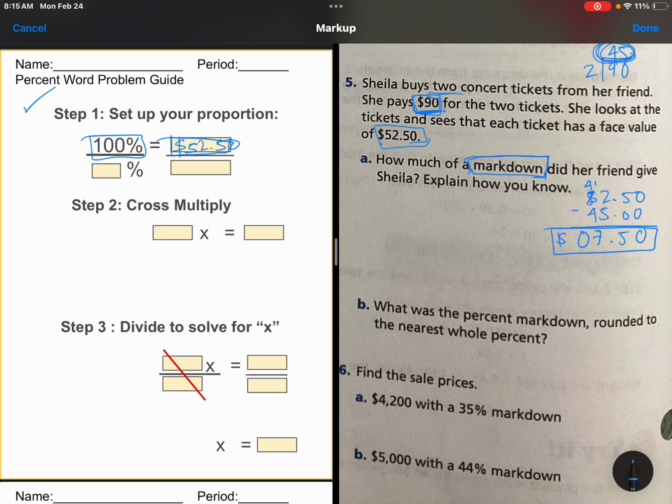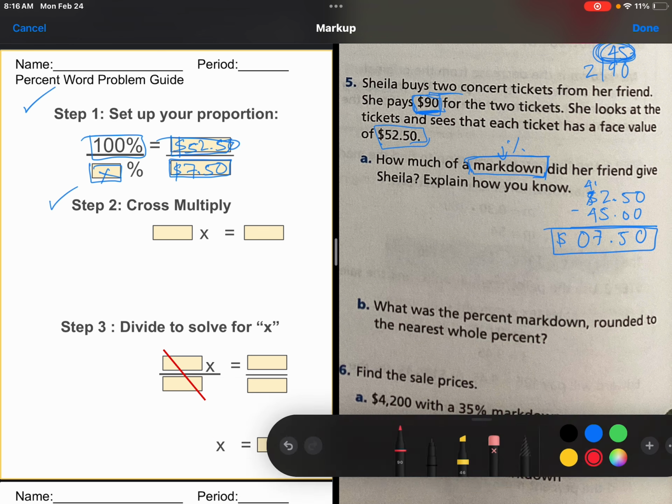Since we're looking for a markdown percent, should we put the X on the left or right? Bottom left or bottom right? It's going to be bottom left, where the percents are on the left. And what is the markdown in dollars? Yes, $7.50. So $7.50 is what percent of 52.50? That's the question we are going to answer right now. So step 1 completed. Step 2, cross multiply.